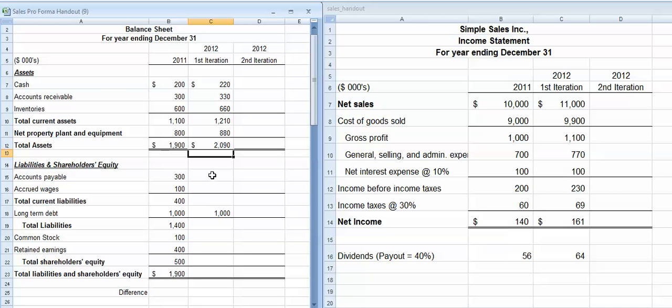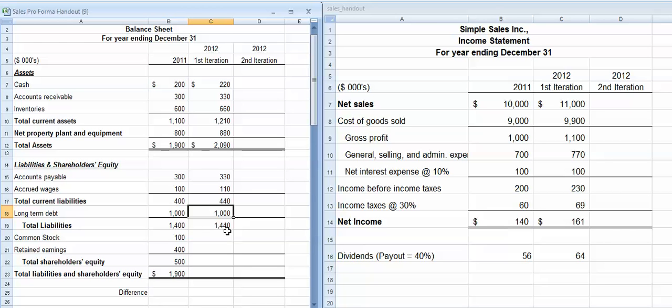$2,090, a 10% increase. Now if we buy 10% more inventory, we can expect our accounts payable will also go up by 10%. So we'll go with 330 for accounts payable. If we're selling 10% more, we're going to have 10% more employees, and our accrued wages will probably also go up by 10%. So let's put in 110 for accrued wages. So we have total current liabilities of $440 plus our $1,000 in long-term debt that we were going to assume. That gives us total liabilities of $1,440. Again, long-term debt will end up being our plug because it doesn't increase just as a function of sales.